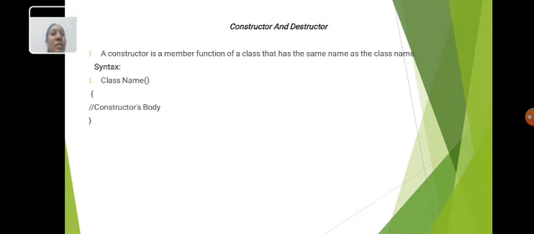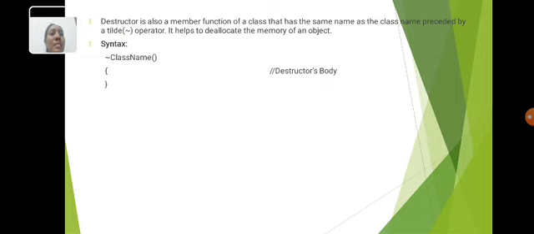Constructor and destructor. A constructor is a member function of a class that has the same name as the class name. Syntax: class name, open brace, constructor's body, close the brace. A destructor is also a member function of a class that has the same name as the class name preceded by the tilde operator. It helps to deallocate the memory of the object. Syntax: class name, destructor body, close brace.